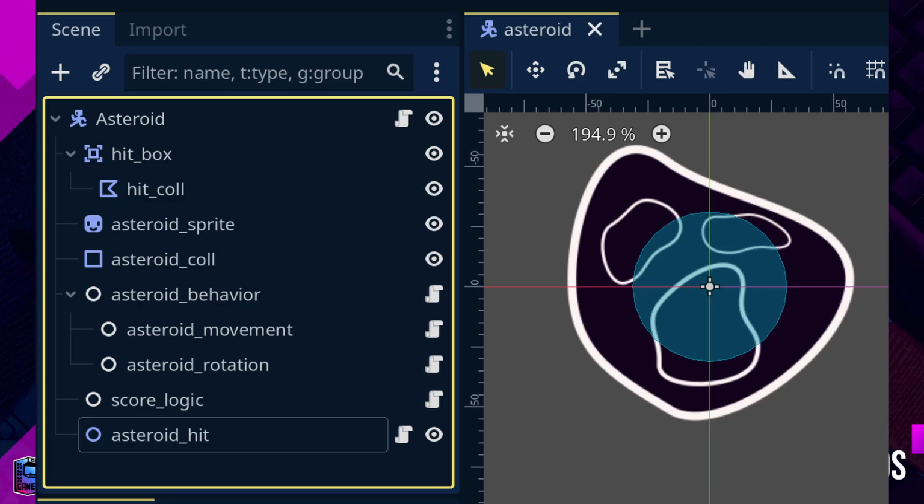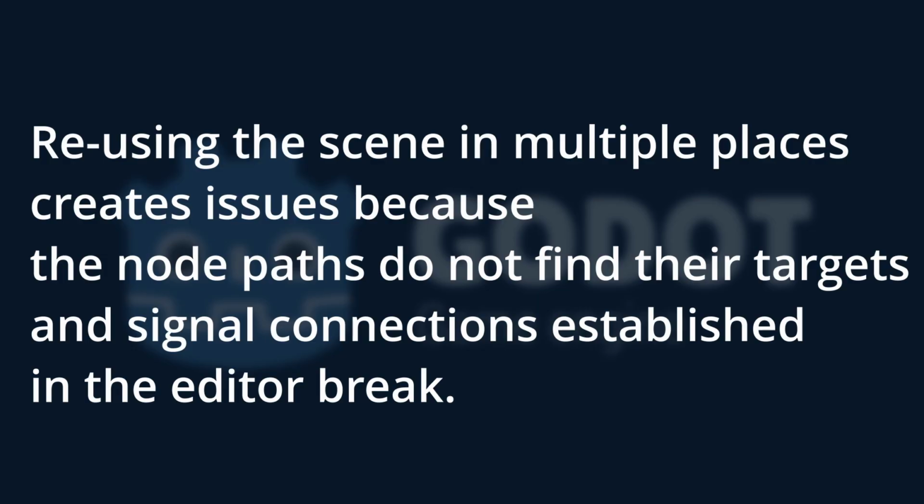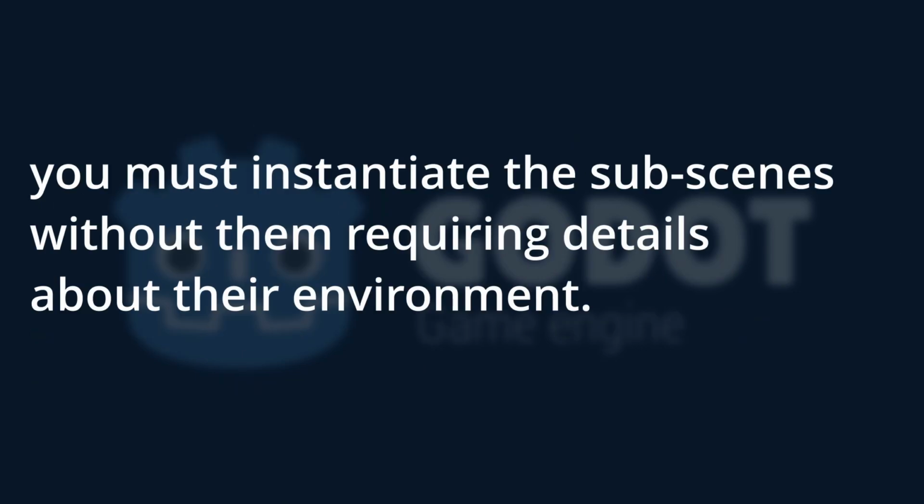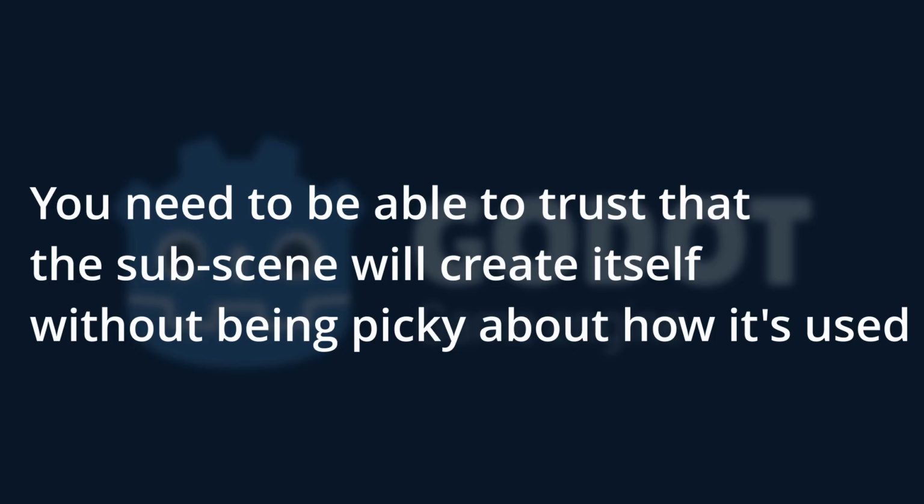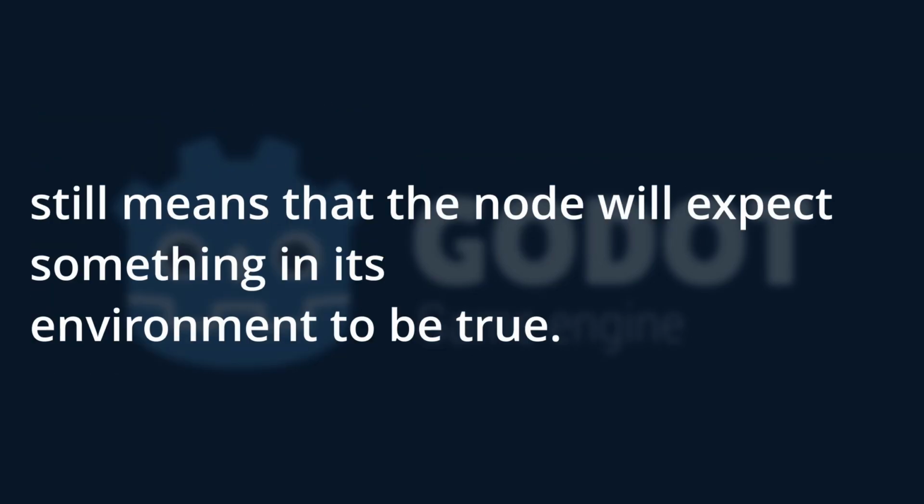While doing research for this tutorial, I found this in the Godot documentation. Reusing the scene in multiple places creates issues because node paths don't find their targets and signal connections established in the editor break. You must instantiate the subscenes without them requiring details about their environment. You need to be able to trust that the subscene will create itself without being picky about how it's used. And this warning: you should favor keeping data in-house, internal to a scene, as placing a dependency on an external context, even a loosely coupled one, still means that the node will expect something in its environment to be true.